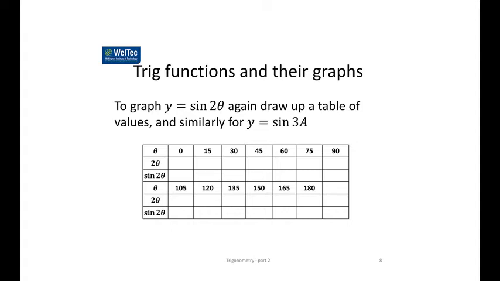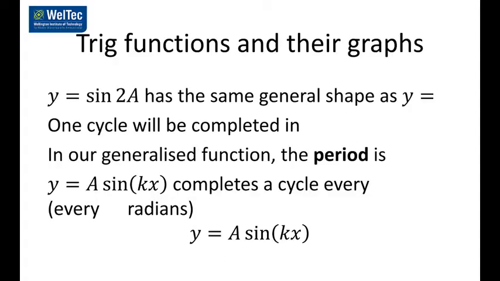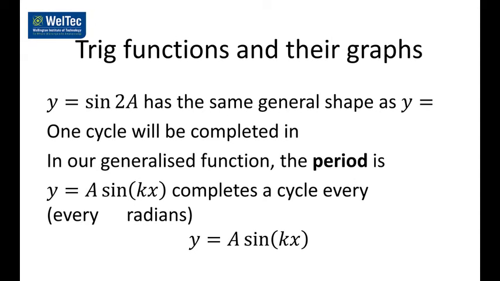We'd find theta, we'd find 2 theta, then we'd find sine of 2 theta, and then we would actually plot it. What we should have seen is that sine 2a has the same general shape as sine of a, but it's going around twice as fast. So in this case, one cycle will be completed in 360 over 2 degrees, so that's 180 degrees, or 2 pi over 2 radians, pi radians.